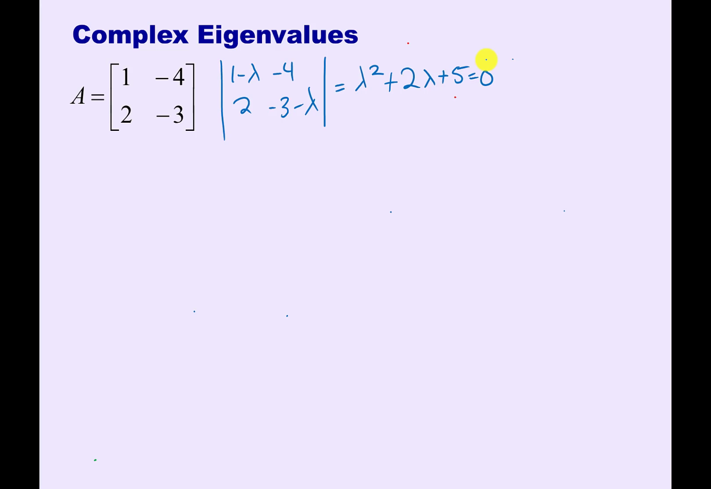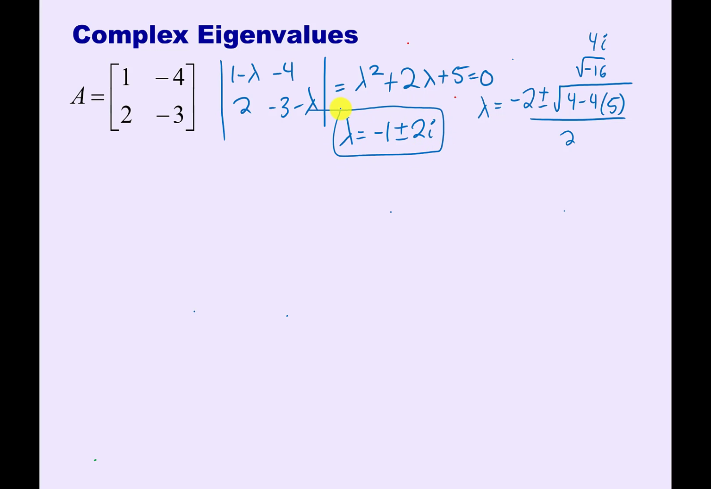So this is going to require the quadratic formula, and we would have negative b, so 2 plus or minus the square root of b squared, which is 4, minus 4 times a times c, all over 2a. Well, 4 minus 20, this would be the square root of negative 16, which would be 4i. Now we've got the eigenvalues, but we're going to reduce them all by 2 here with that 2 on the bottom, so negative 1 plus or minus 2i. So two eigenvalues, complex conjugates of each other.